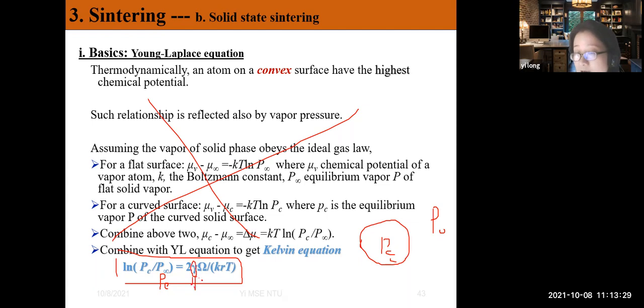Again, you have this 2 gamma. Gamma is the surface tension, right? And this is the atomic volume, this is the Boltzmann constant, and this is R. Again you have R here, and you have temperature. Now you add one more thing, which is temperature. But it doesn't matter, these are just equations. And again, you can see P_C over P_infinity is inversely proportional to R. So please remember the conclusion first. The conclusion is about the pressure inside. Our pressure is inversely proportional to R, inversely proportional to R.